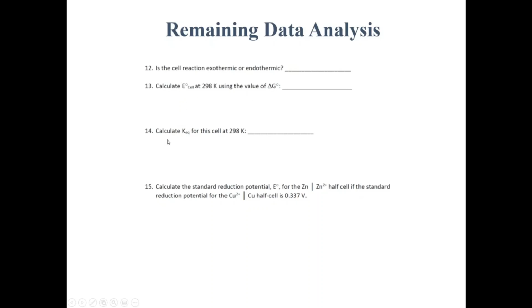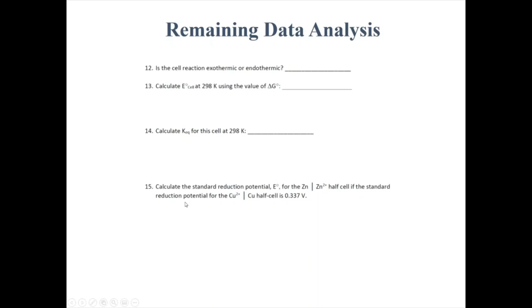Then also you're going to use this delta G naught or E cell to calculate the equilibrium constant for this reaction at 298 Kelvin. So you have to look at that chart of equations to see which equation will allow you to go between either delta G and KEQ or E naught and KEQ.